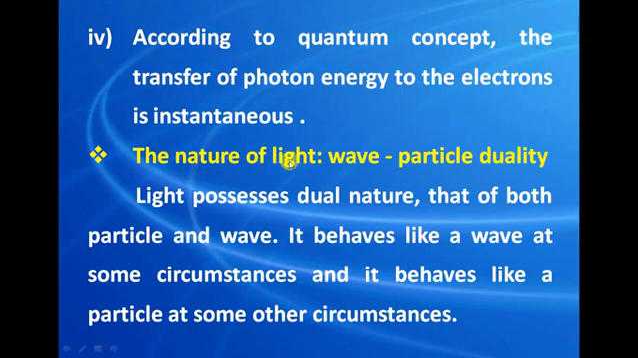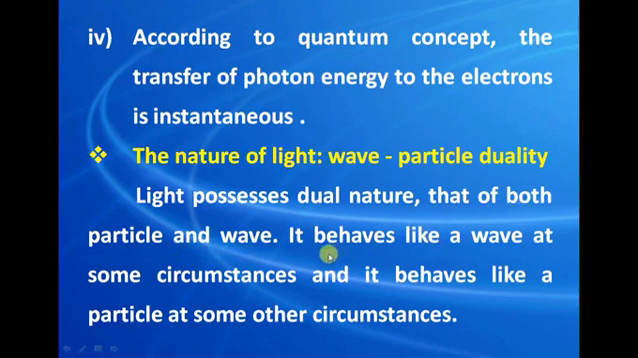Next we see the nature of light, wave-particle duality. We have already learned that the wave nature of light explains phenomena such as interference, diffraction and polarization. Similarly, the particle nature of light explains phenomena such as black body radiation and the photoelectric effect. So light possesses a dual nature, both particle and wave.